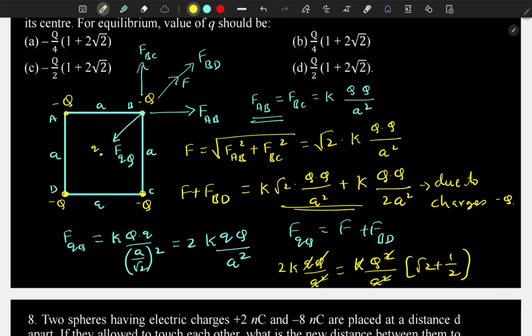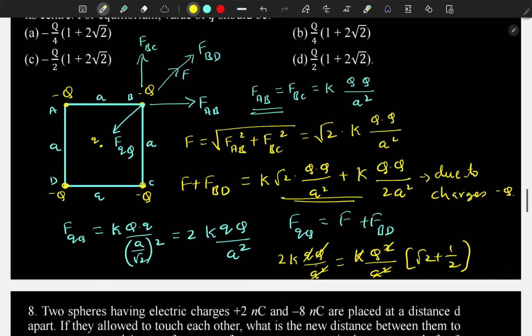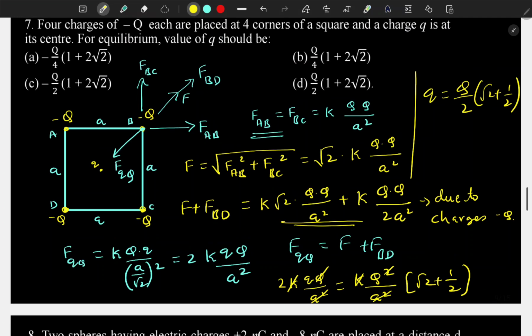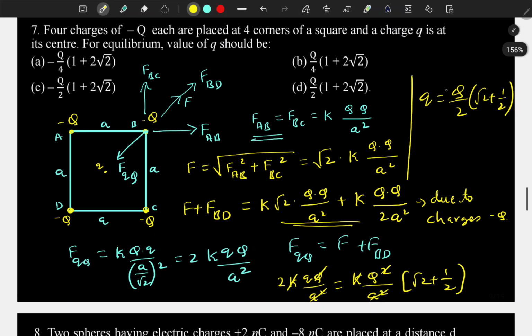What we need to find out? The value of small q, right? So k gets cancelled, small q I will write here, small q will be equal to capital Q divided by 2 into root 2 plus 1 by 2. But here capital Q is negative, I'll write minus sign here.